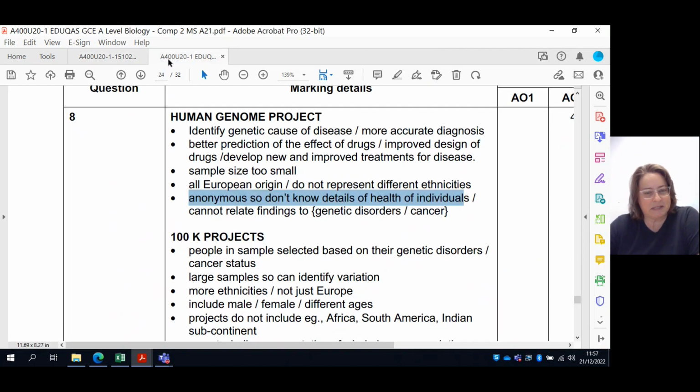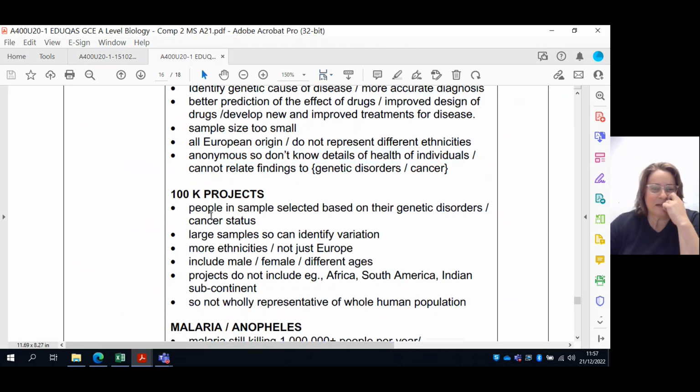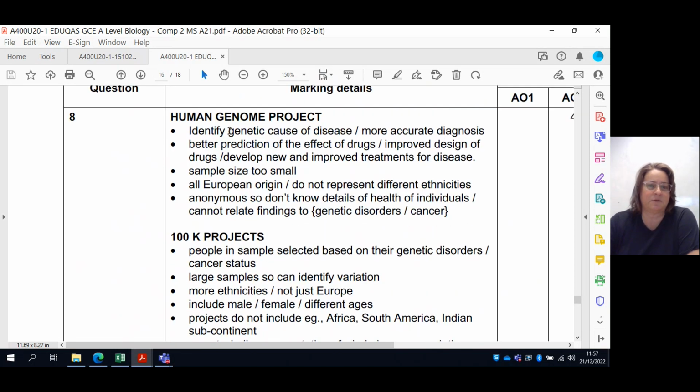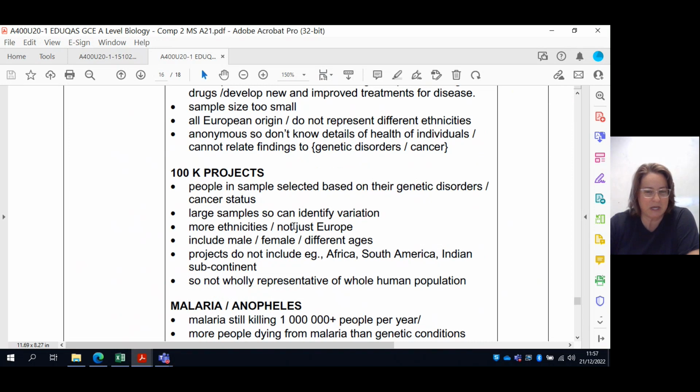The mark scheme expresses it like so. People in the sample are selected based on their genetic conditions, which is actually a good thing, because like that, you're going to be able to identify a lot. The larger sample is there, if it's 100,000 people. That is a larger sample, definitely, compared to the few individuals for the Human Genome Project.